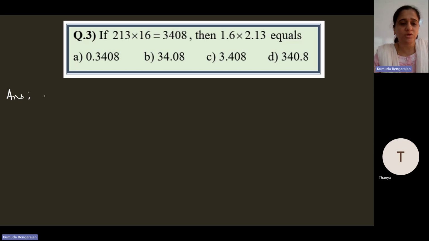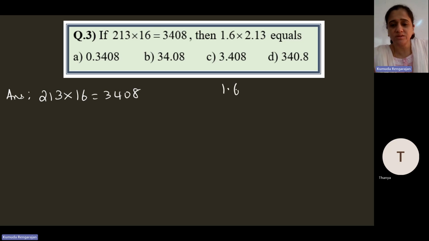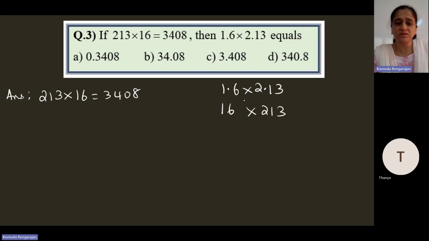So you're given this equation: 213 into 16 is equal to 3408. Then 1.6 into 2.13 equals. We'll just see the numbers without the decimal point. 1.6 without the decimal point is 16. 2.13 without the decimal point is 213.